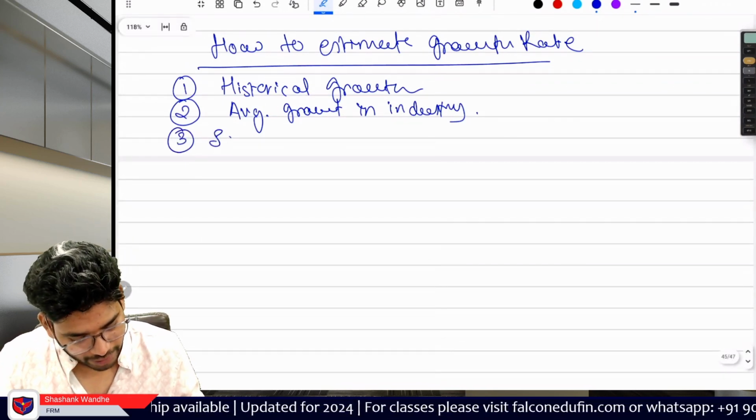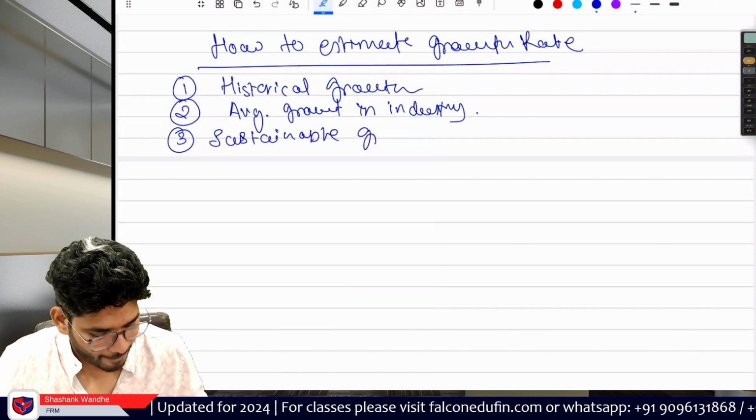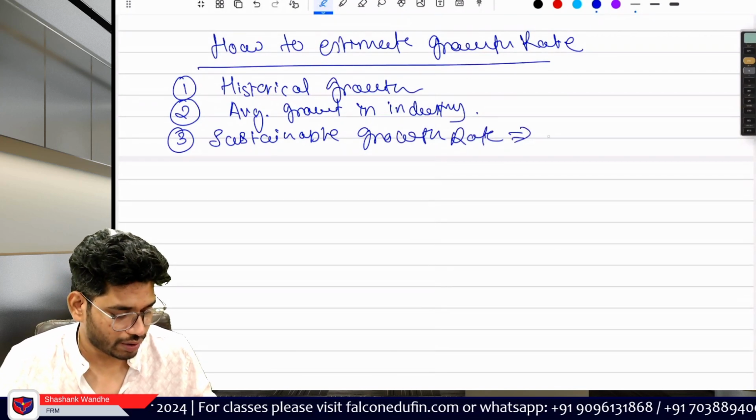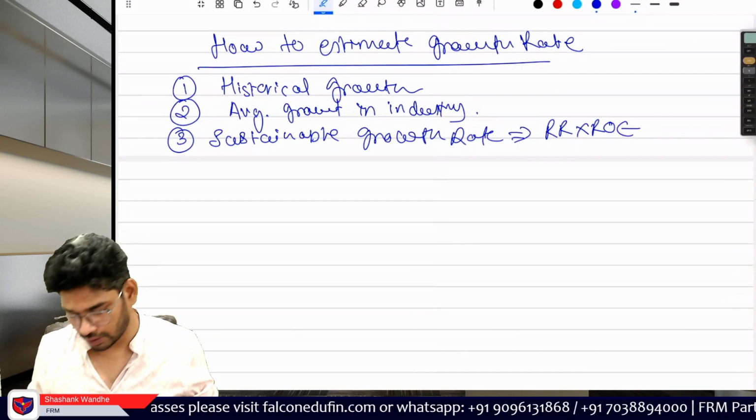Or third is sustainable growth rate, which is calculation based, right? So retention ratio multiplied by return on equity. This is the formula.